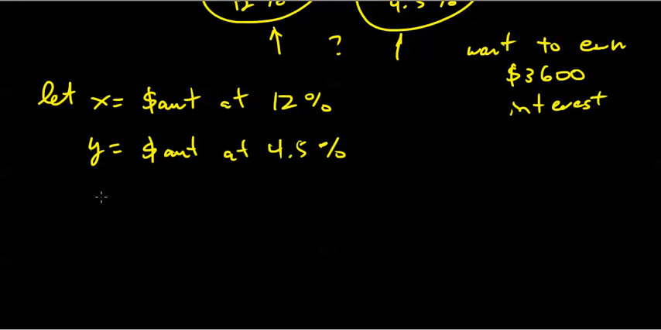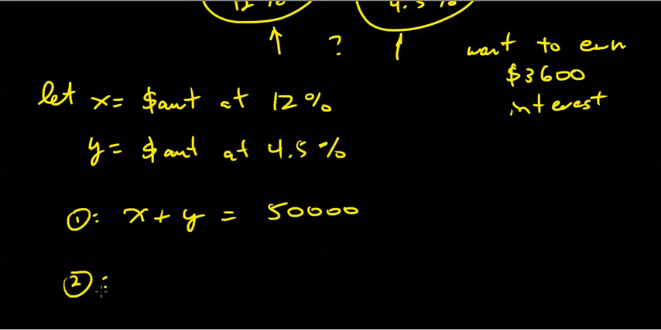Well, first thing I know is that the total amount invested has to equal $50,000. All right, so that's pretty easy. I know that X, whatever X is, when I add it to Y, I have to get $50,000 because that's how much I am investing. All right. What other equation can I get out of this information?